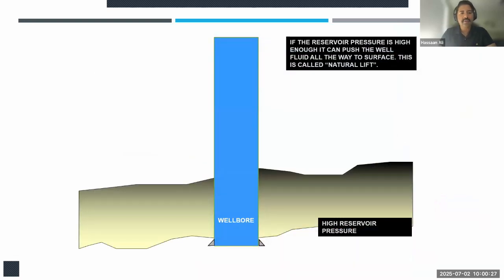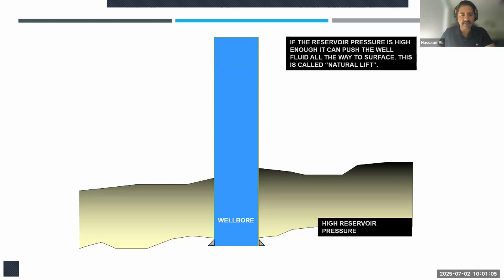All right, so before we dive into what is a progressive cavity pump, we need to understand what is artificial lift, because artificial lift is one of the primary needs of an oil and gas well. It can be a water well as well, or a geothermal well. And artificial lift is a need across the board. So why is artificial lift required? Sometimes you drill a well and the reservoir pressure is high enough that it can push the fluid all the way to the surface. This is what we call natural lift.